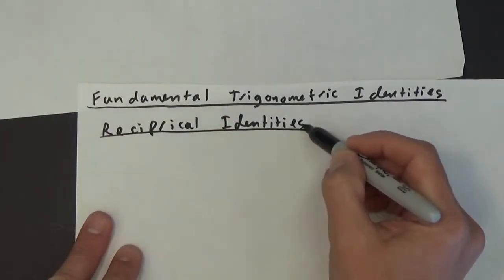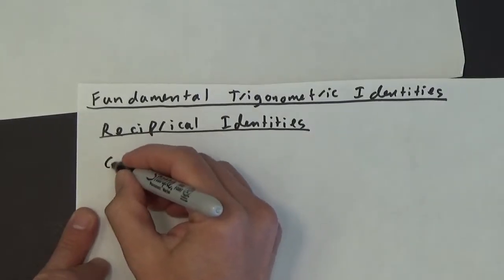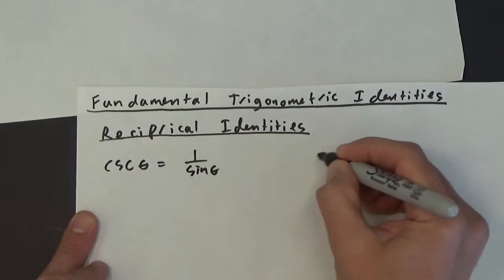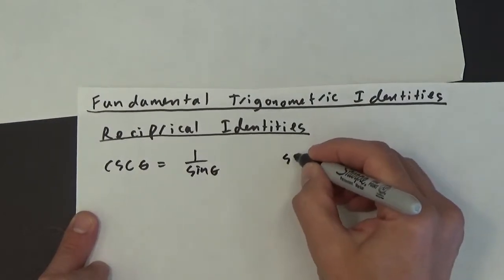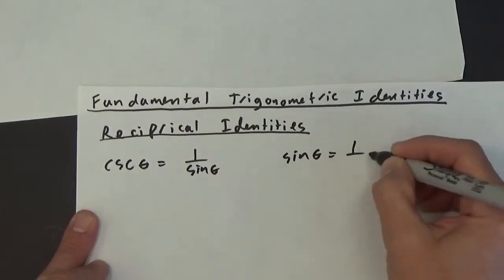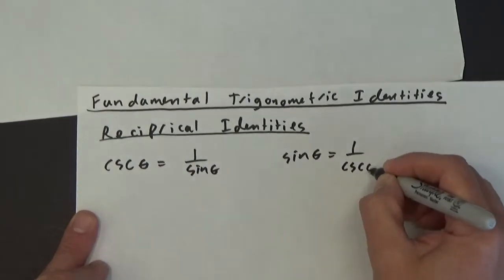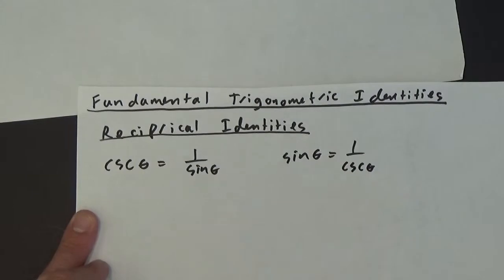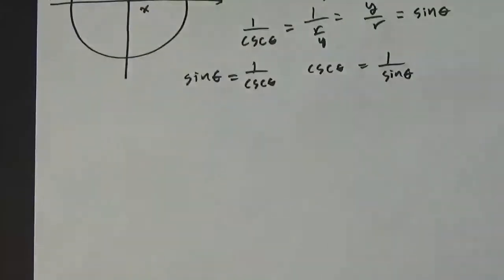And so our first reciprocal identity is that the cosecant of theta is 1 over the sine of theta. And then the other way we could write that is the sine of theta is 1 over the cosecant of theta, although this is the one we're going to use more often. Okay, let's try another one.